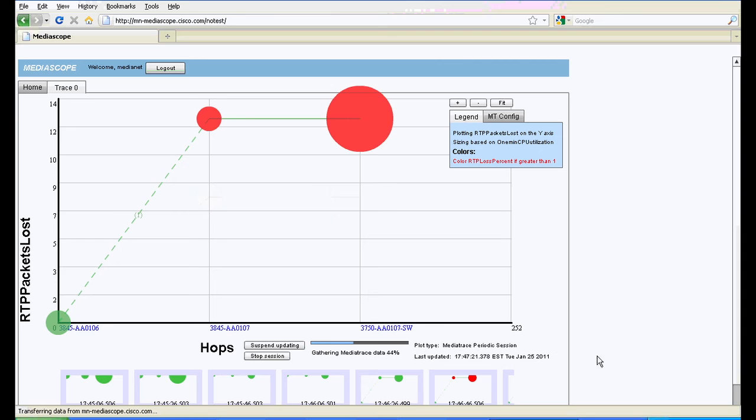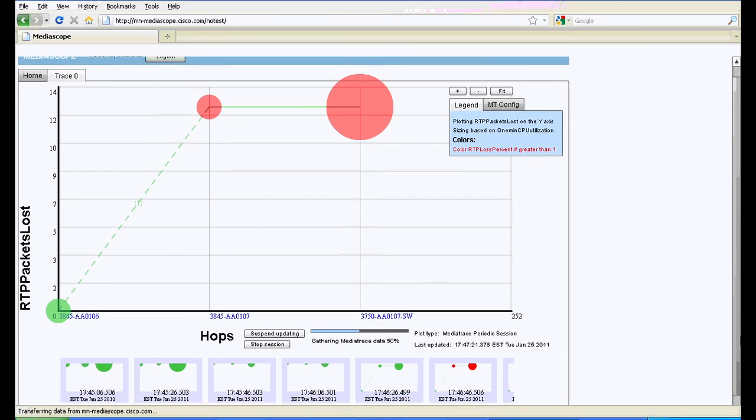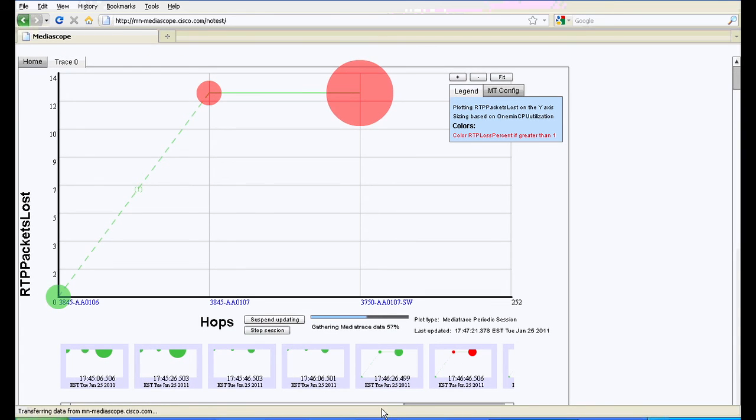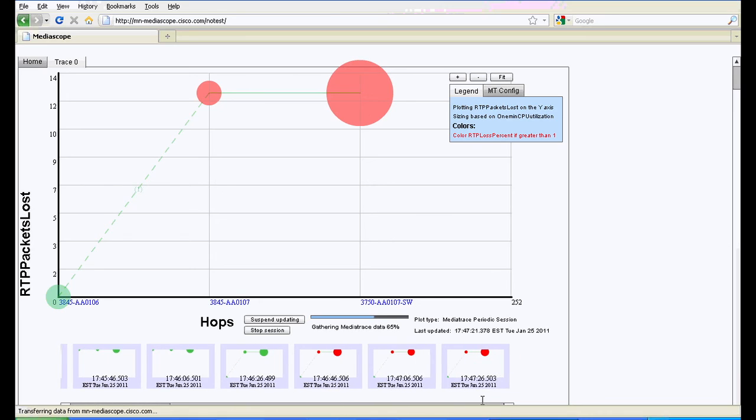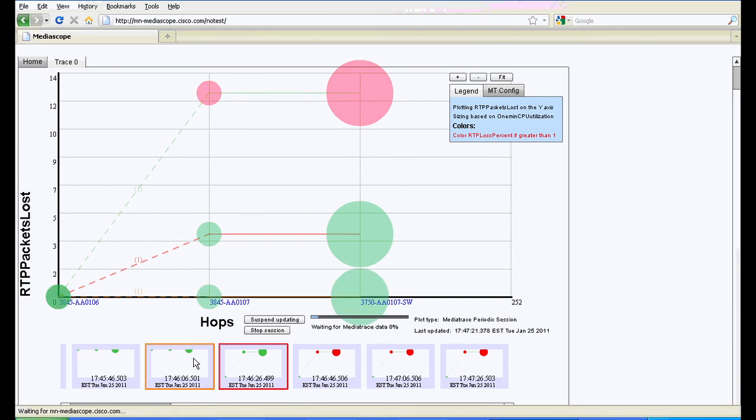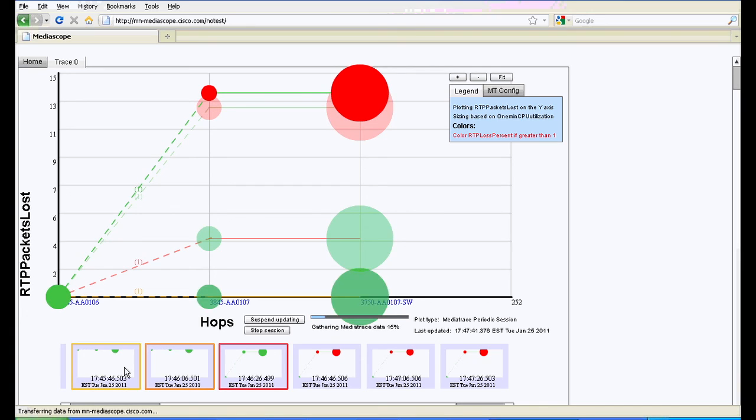In addition, past snapshots are being recorded in thumbnails. So if we want to go back and, for instance, superimpose what the same chart looked like earlier, we can do that, which allows us to, for instance, visualize certain trends that are occurring over longer periods of time.